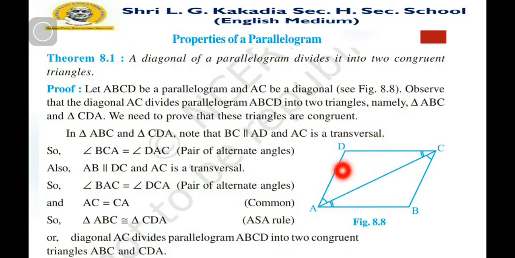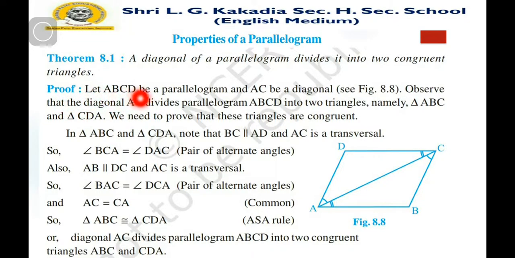Here you can see that ABCD is a parallelogram, which means that opposite sides are parallel to each other. This pair is parallel, and this pair is also parallel, so it is known as a parallelogram. Now let us draw one diagonal AC. Then we see two triangles, triangle ADC and triangle ABC. We want to prove that these two triangles are congruent. So let us see the proof of this theorem.